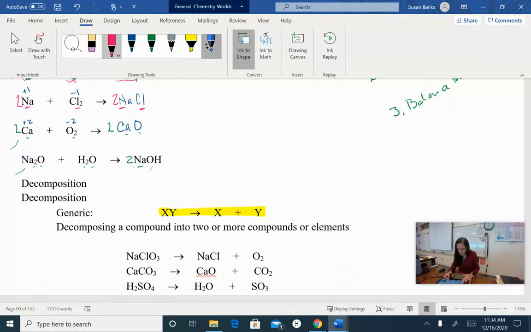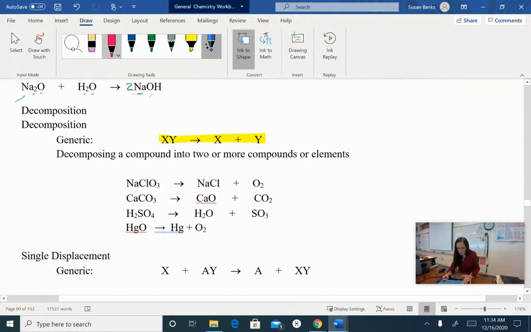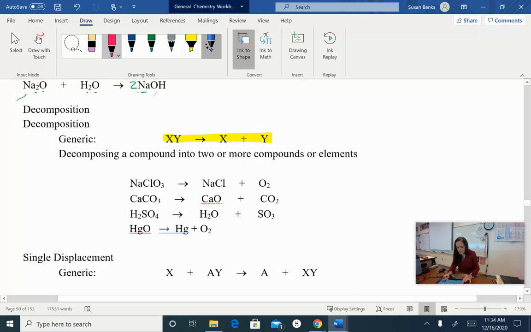Okay, so here, decomposing a compound into 2 or more compounds or elements. Let's balance these equations. I have sodium chlorate. It's decomposing to sodium chloride and oxygen. So notice I've got 1 compound here and I'm breaking it up into simpler things. So let's look at each element by element. So I've got sodium, 1 sodium, I'm okay there. 1 chloride, 1 chloride, I'm okay there. Here I've got 3 oxygens and here I've got 2.